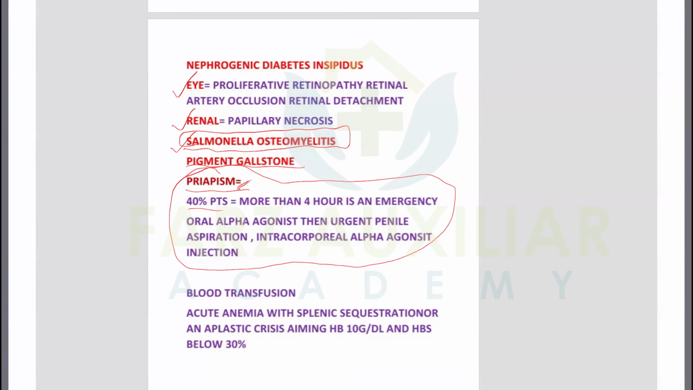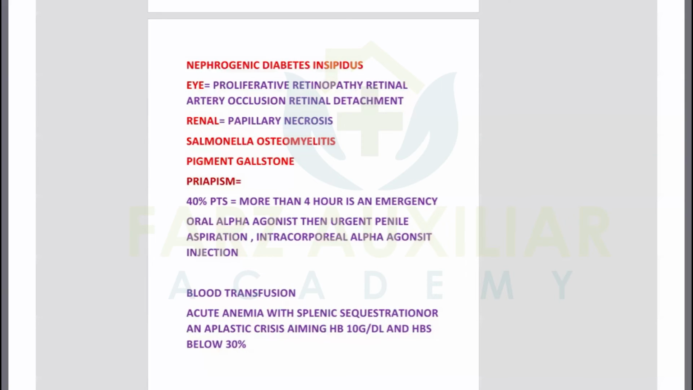If any oral alpha agonist is available, you can go for the oral alpha agonist, or urgent penile aspiration, intracorporeal alpha agonist injection. These are the treatments. So here I also mentioned the treatment. So you can remember these things. Priapism, okay? So this is sickle cell disease, most important.